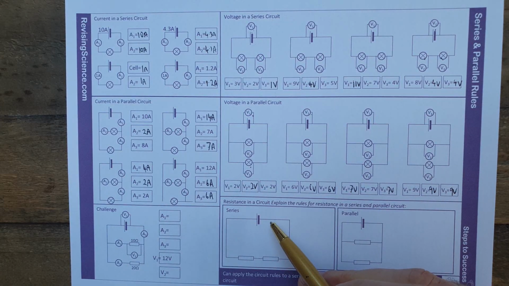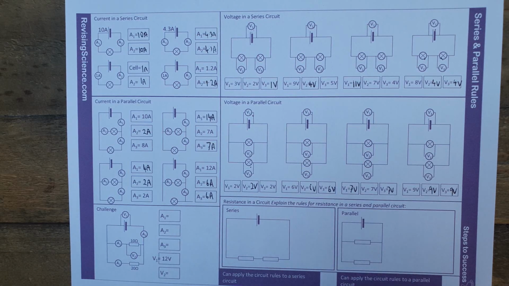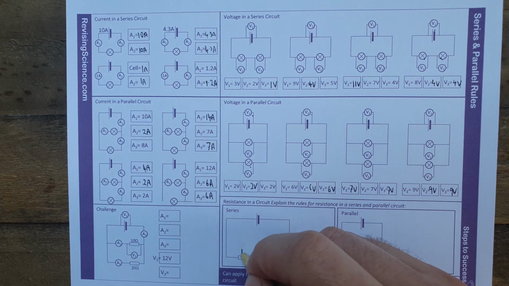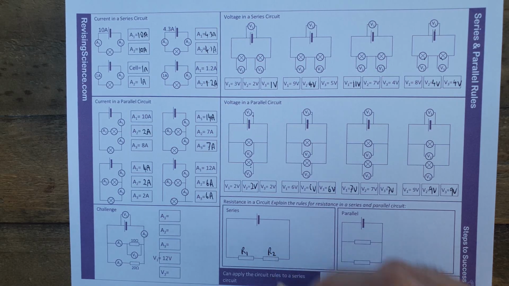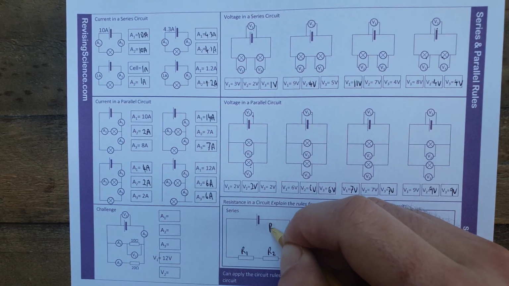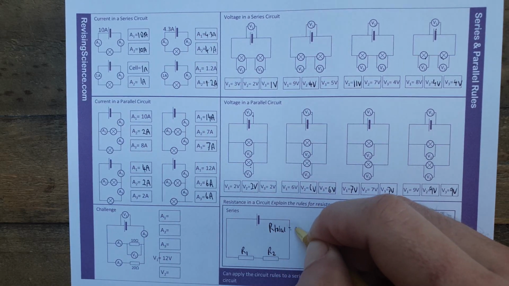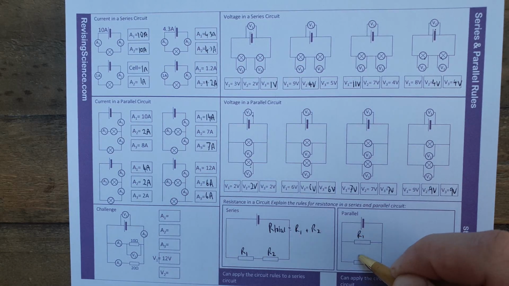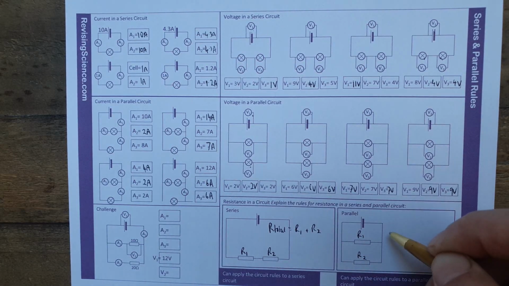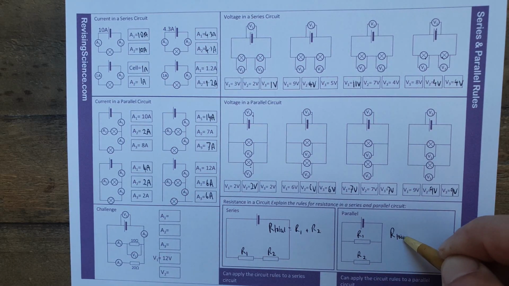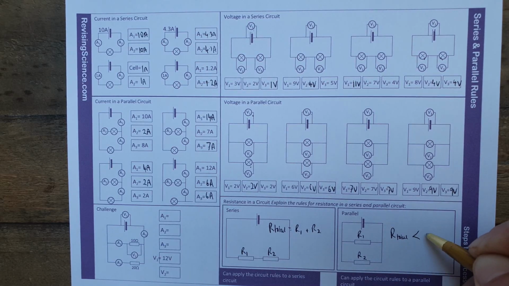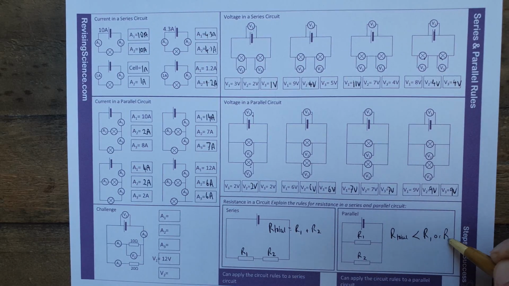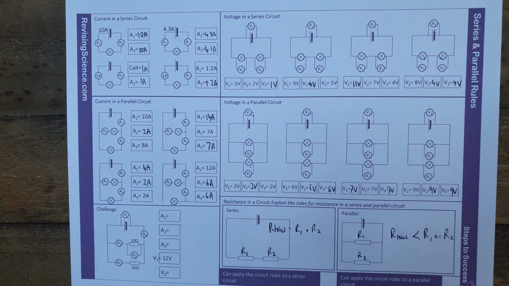So now if we come down here to have a look at resistance and explain those rules, in a series circuit, if we call this resistor 1 and this resistor 2, then the simple rule is that the total resistance is the sum of all resistors connected in series. However, in a parallel circuit, if we call this resistor 1 and resistor 2, then the total resistance is always less than the smallest resistor. So it's always less than R1 or R2, whichever one is smaller.